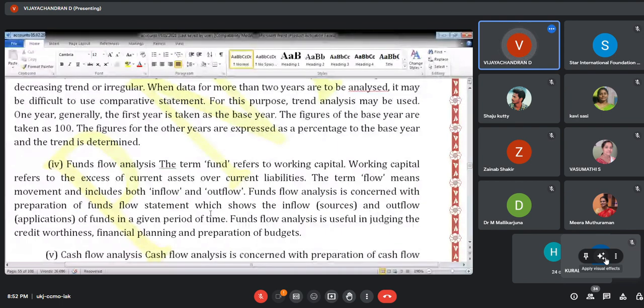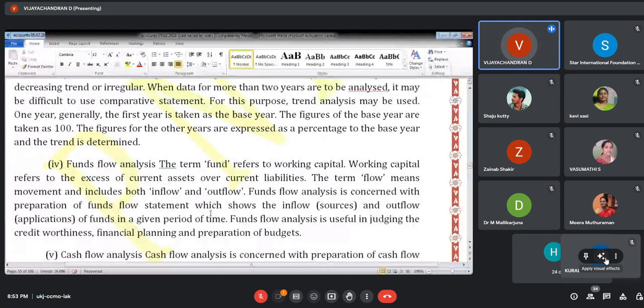Also, you should be very particular about the way of the question. Suppose they are asking, in case you are repaying the bills payable, what is the change in the working capital? They will ask, you are repaying the bills payable, what is the change in working capital? They will ask in your examination.